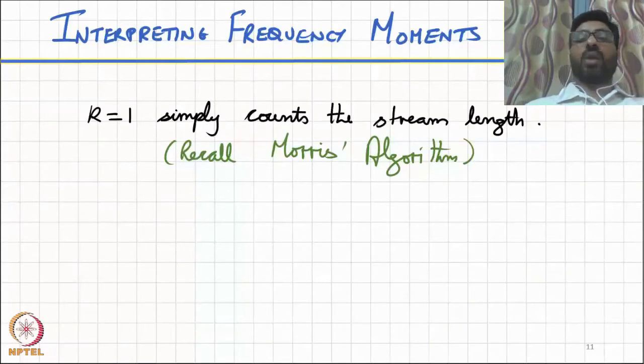Let's look at k equals 1. And this simply counts the stream length, the number of times various items appeared in the stream. Because think about this. Each item, if it appears fj times, will account fj towards the summation. And so when you sum over all the items, these fj's will add up to the length of the stream.